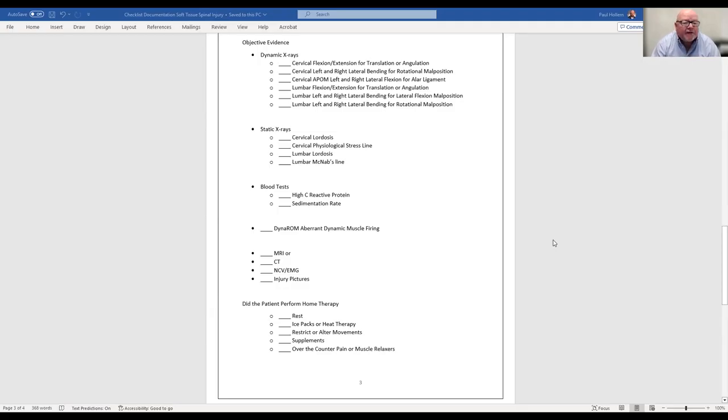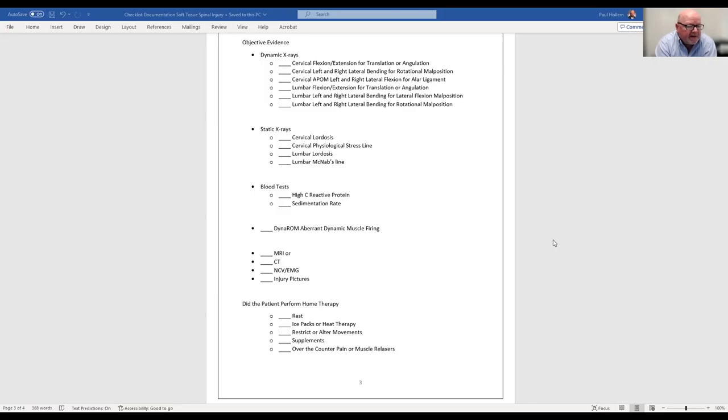So what's the likelihood, if the patient has a positive foraminal compression test, positive overpressure test, and positive tenderness on palpation, that they're going to have a positive high C-reactive protein? It's pretty high. So this becomes huge. Why has it become huge? Because it's another category. It's not primary. It's secondary, but it's huge because it's another category and it's a blood test. Blood tests are well trusted.